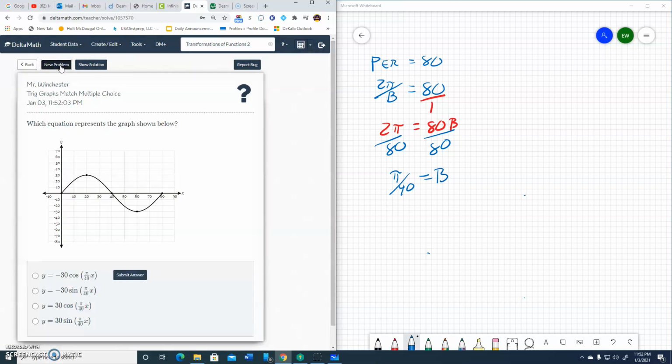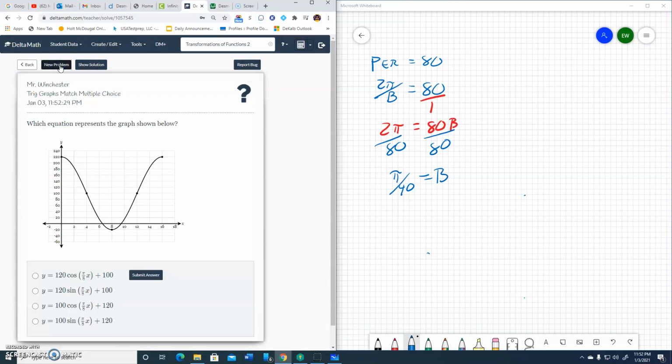New problem. All right, this is a good one. Well, no, because I really want to practice the B, but all the B's are the same as what I have here. But we can see this is sine because it starts at the midline. Because it goes up to the max, that means our coefficient has to be positive. So it's between these two choices. Well, as you can see, sine with a positive coefficient.